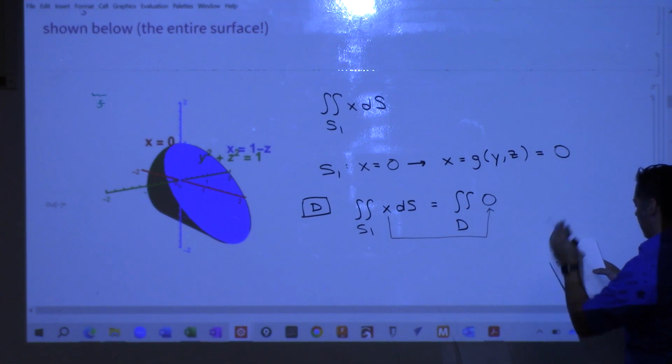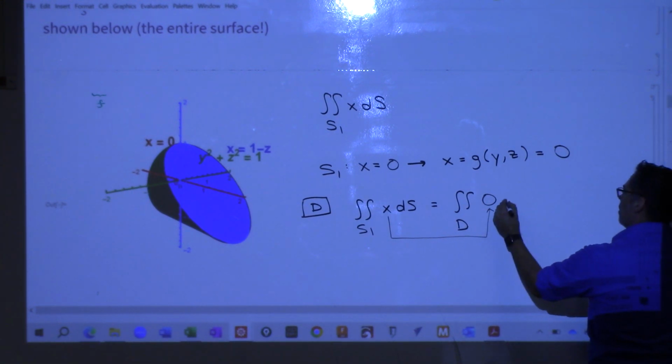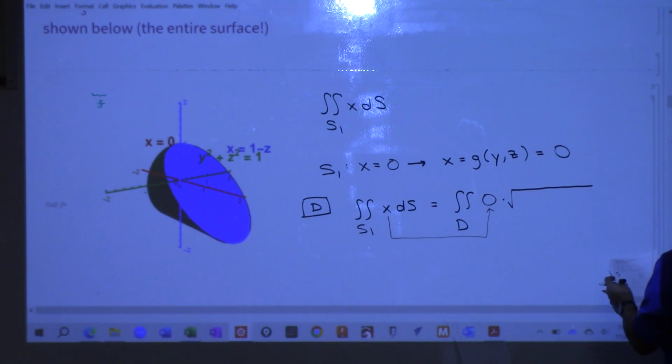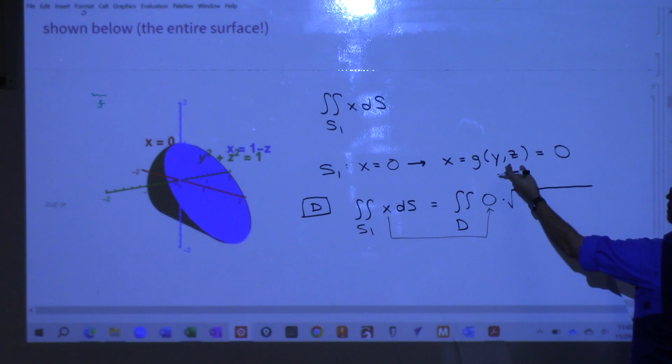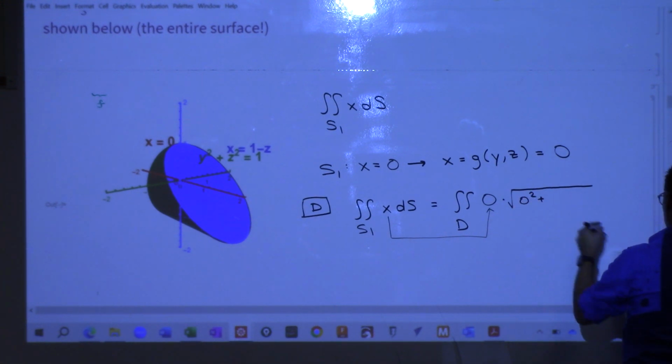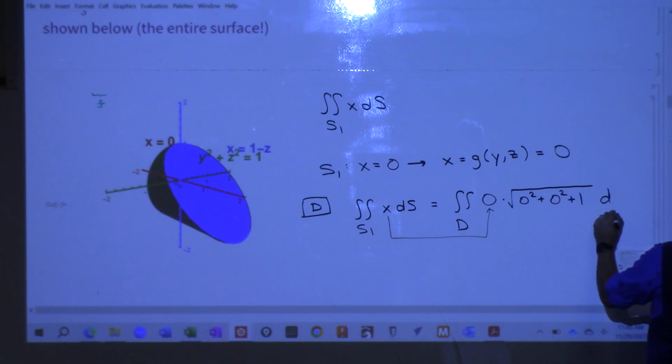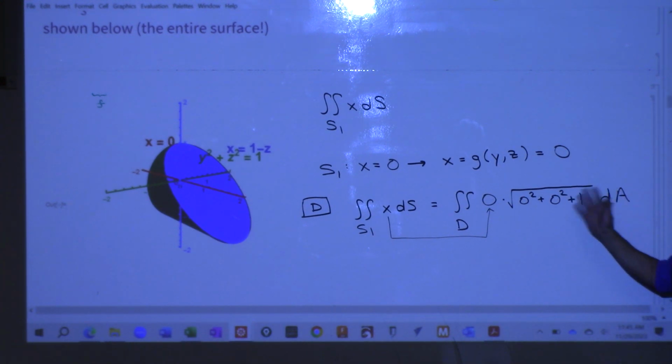Now, what's the rest of it? Let's write the rest of the formula out, though. Times square root of, what, partial g with respect to y, 0 squared plus partial g with respect to z, 0 squared plus 1 dA. All that doesn't matter, right? I didn't need to write all that down. I'm just showing you exactly where I'm using formula D.